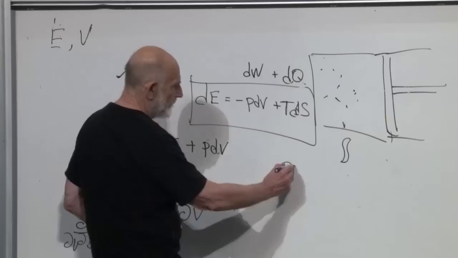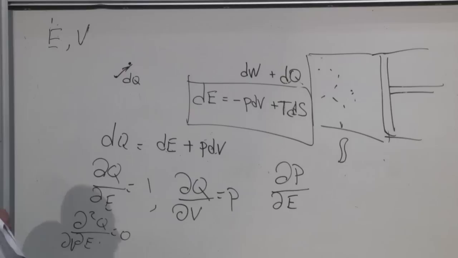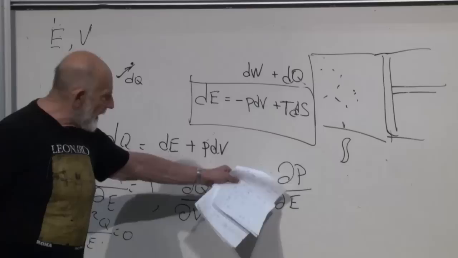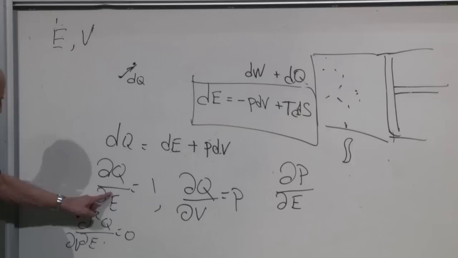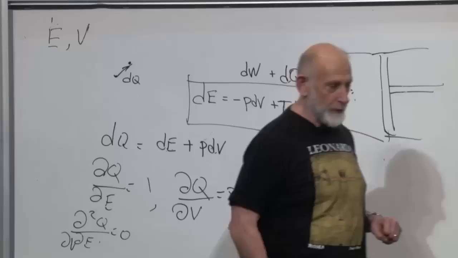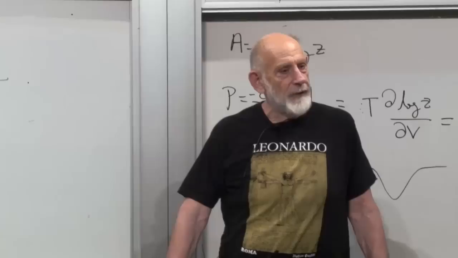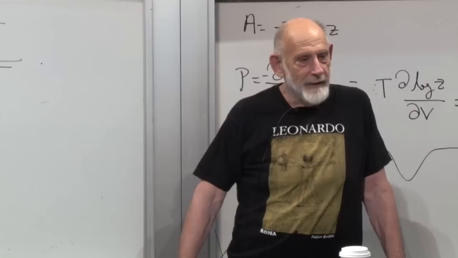If there really was a function Q, in other words, a function that didn't depend on how you move from one path to another, it would have to say that dP by dE would be equal to 0. That's the curl test. Differentiate this one with respect to volume, that gives you 0. Differentiate this one with respect to energy, this would give you dP by dE. Will you believe that if you have a box of gas and you change the energy in the box of gas, that the pressure doesn't change? No, of course it does.